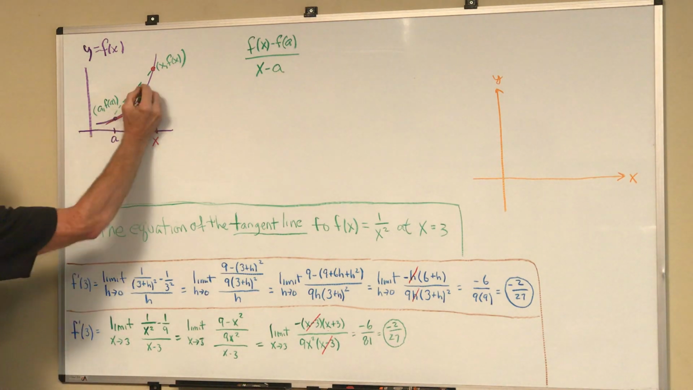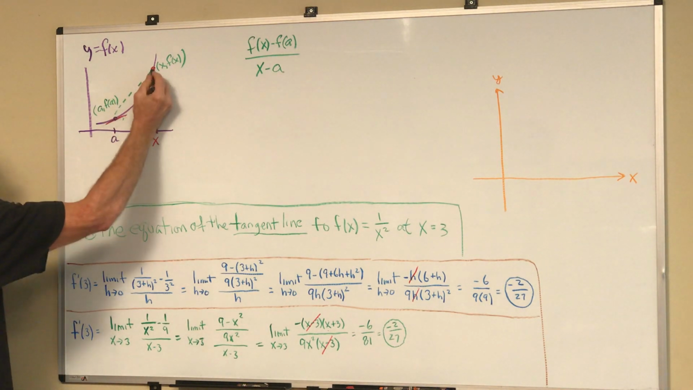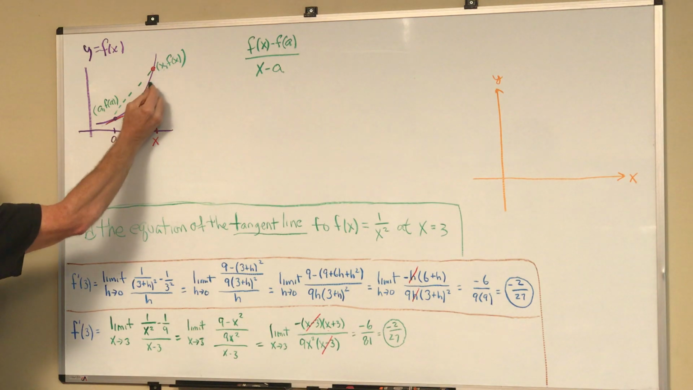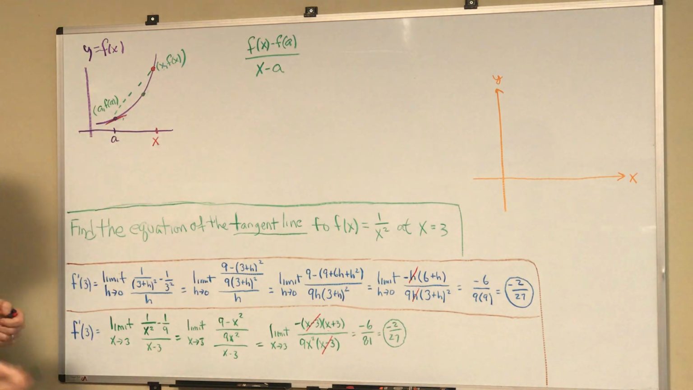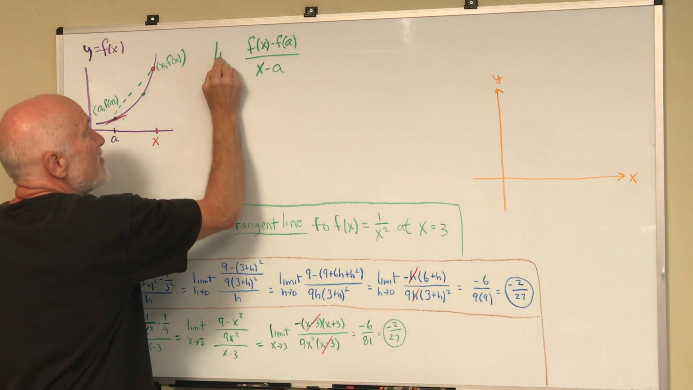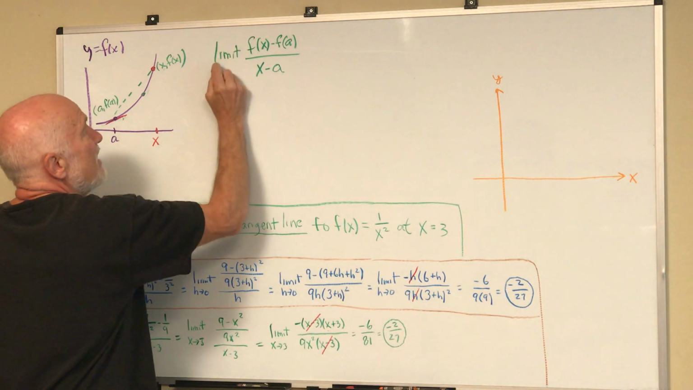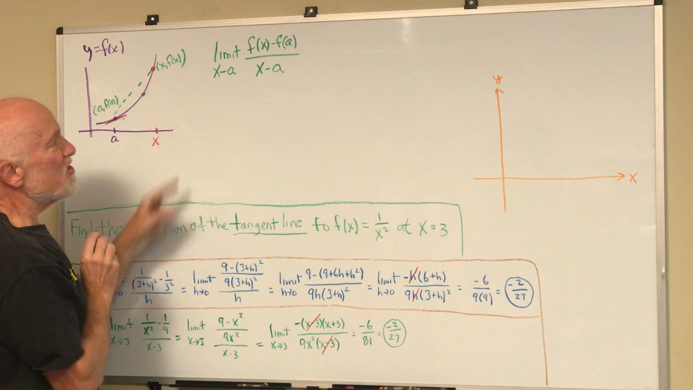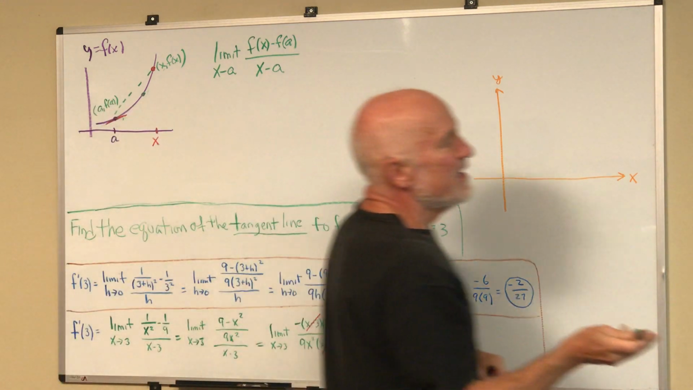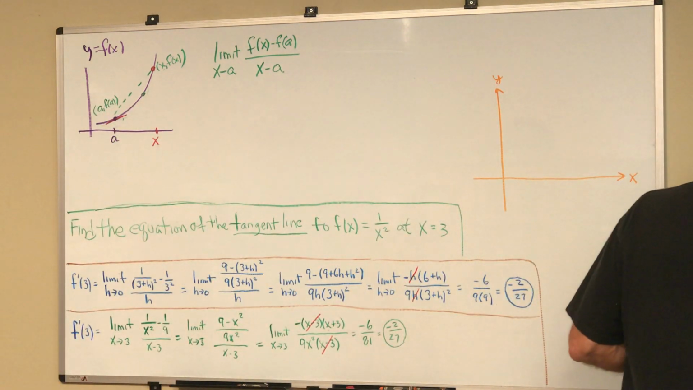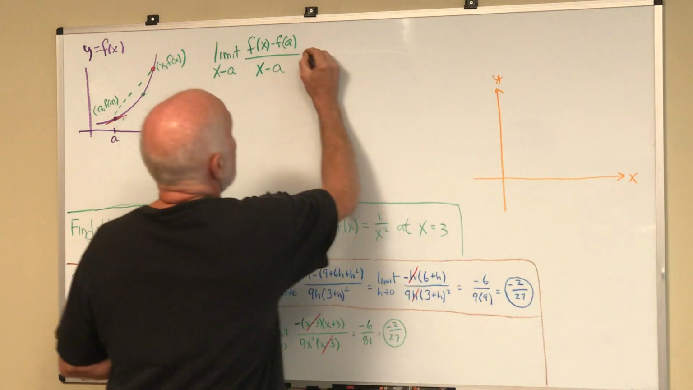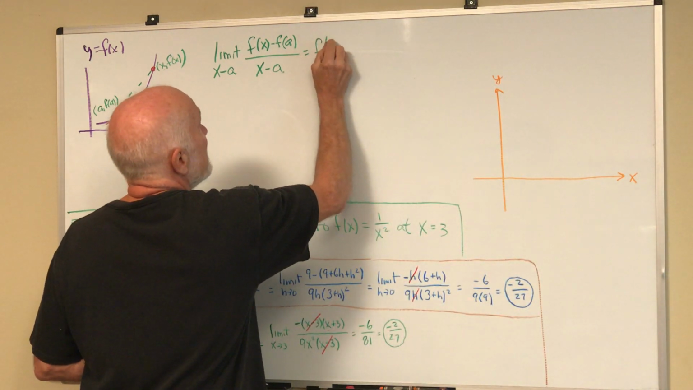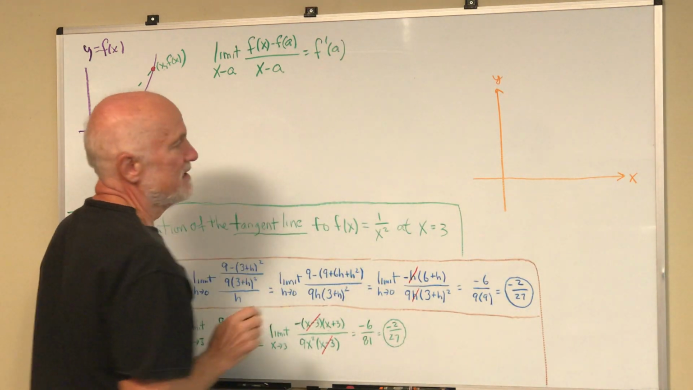So the same idea, I'm going to keep bringing this point x closer and closer to a. And the way we do that is to take the limit as x approaches a. So this is just another formula that corresponds to this formula. That's another way of finding f prime of a.